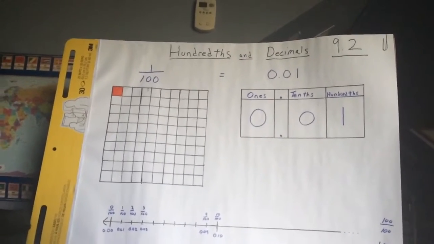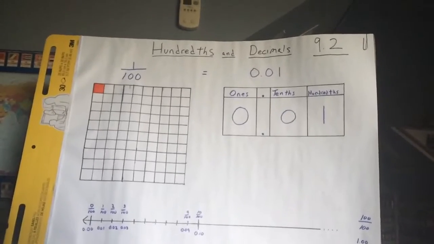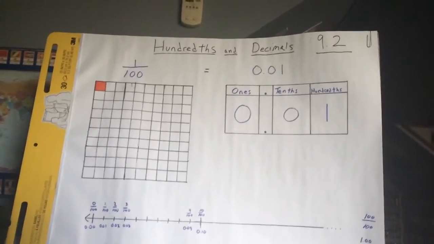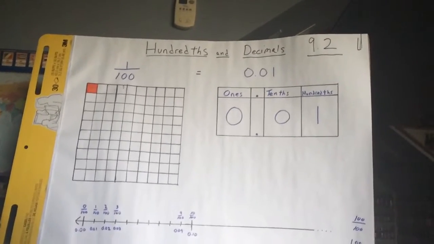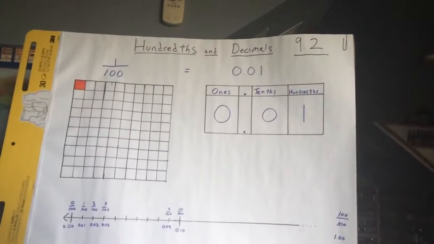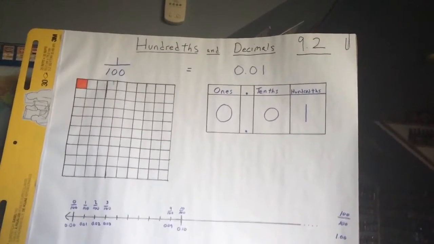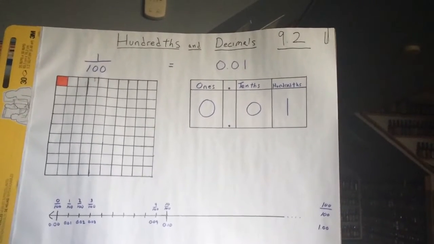100 little blocks make up one whole. I colored one of them in orange. That represents 1/100th of the whole. If that were a dollar, the orange section would be 1 penny. And if you remember our base 10 blocks, that looks like the flat block that contained 100 little cubes.